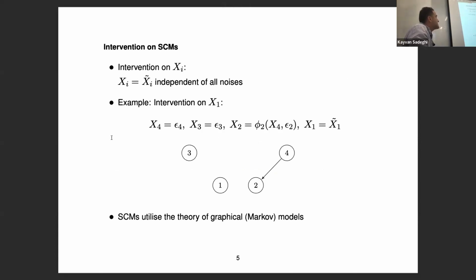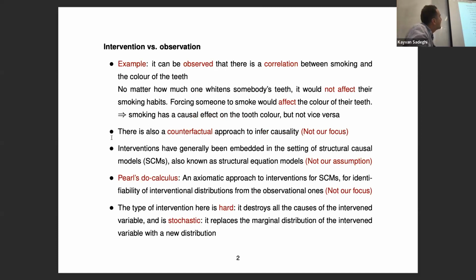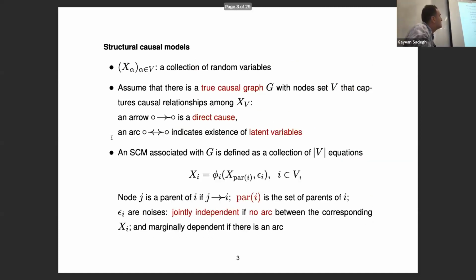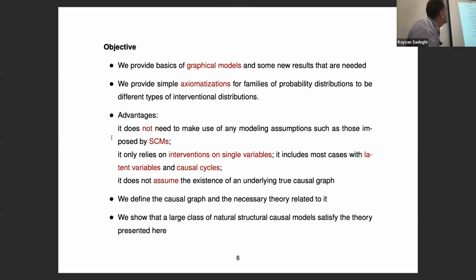Okay, so that's the SCM setting, and SCM utilizes the theory of graphical models, because as you saw in this original example, this type of causal inference really depends on dependencies and independencies among these variables. This is how we talked about this sort of smoking. It was about dependency and independency. But a more general setting might have conditional dependencies and independencies, right?